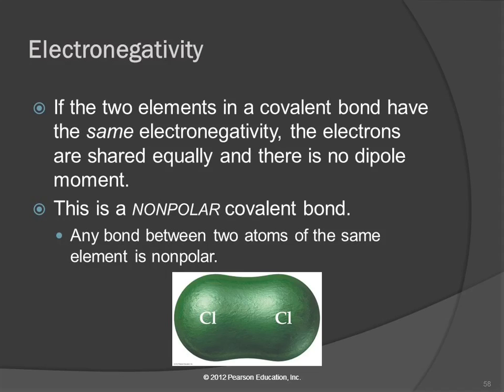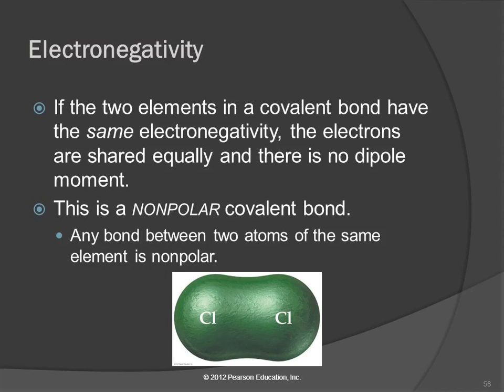If you have two elements that have the same electronegativity, then there's no dipole, because those two houses are identical and the boys go back and forth between them equally. So no difference in electronegativity means no dipole. That, of course, is going to happen when those two elements are identical.